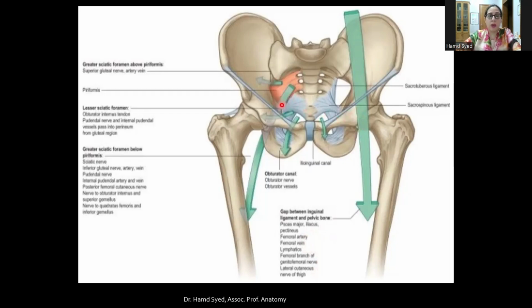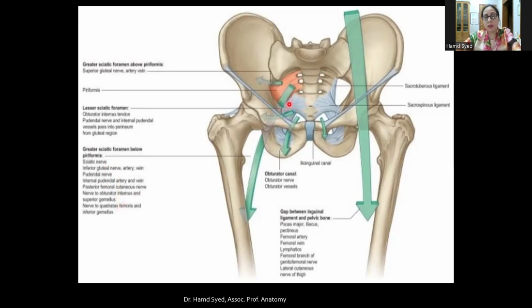Now, this is a passageway which is transmitting the superior gluteal nerve, artery, and vein above the piriformis muscle. Also, it is transmitting those structures which are passing downwards, below the piriformis, and these are the sciatic nerve, the inferior gluteal nerve, artery, vein, pudendal nerve, internal pudendal vessels, posterior femoral cutaneous nerve, the nerve to obturator internus and superior gemellus, and the nerve to quadratus femoris and inferior gemellus.